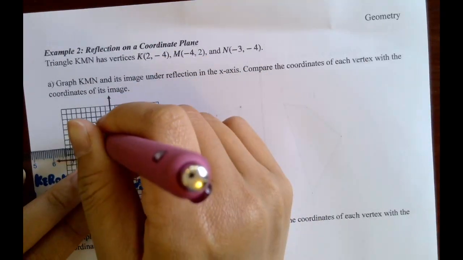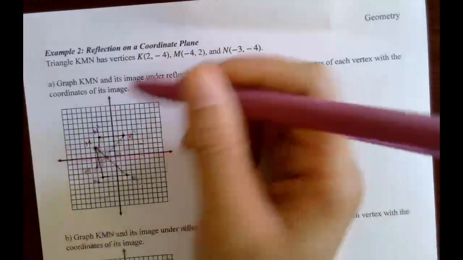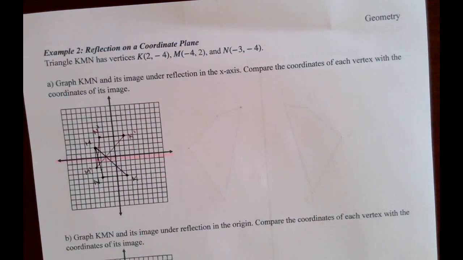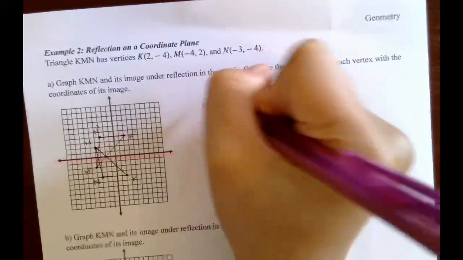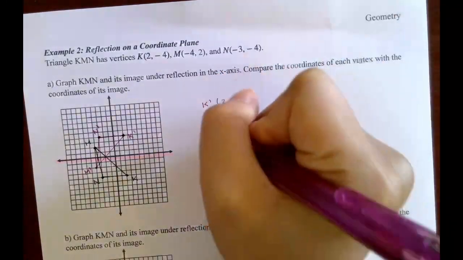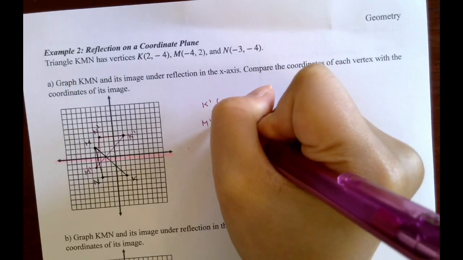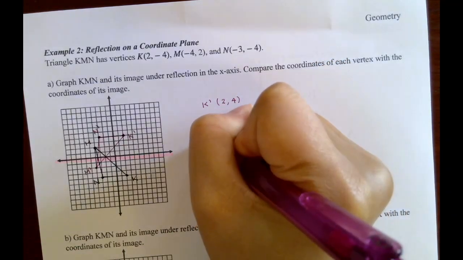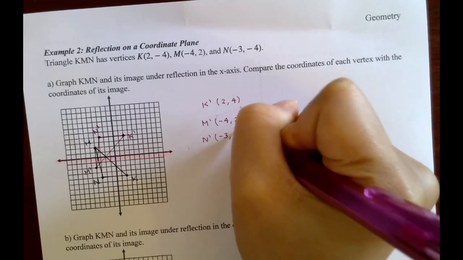And what you should see then is if I folded my graph on this pink line, you would see that it lies on top of each other. Okay? So what are my new coordinates? So K prime is now at 2, 4. Okay? M prime is now at -4, 2. And N prime is now at -3, +4.